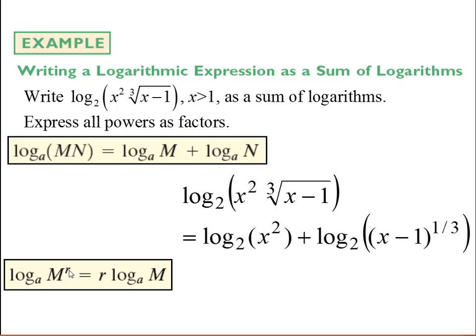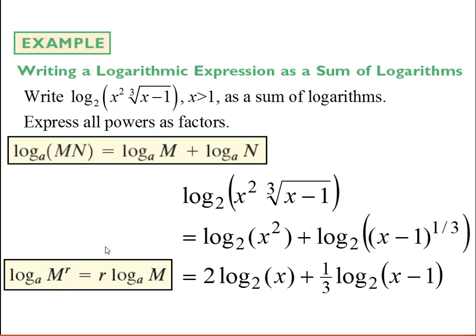So I'm going to take the exponent and pull it in front as a coefficient. And that's called the power rule. So I take the 2, pull it in front, take the 1/3, pull it in front, and then I'm done. That's as far as I can go. And the reason that I know I can't go any further inside this logarithm is no more products or quotients or exponents. And same here, no more products, quotients, or exponents. So I've simplified as far as I can.